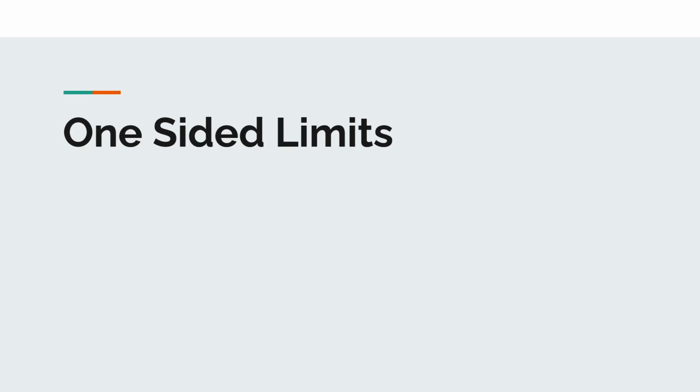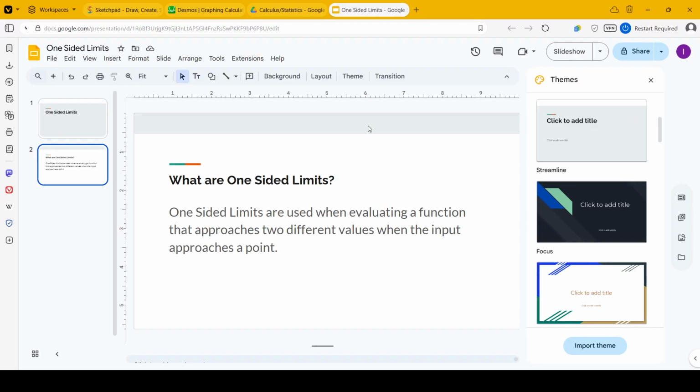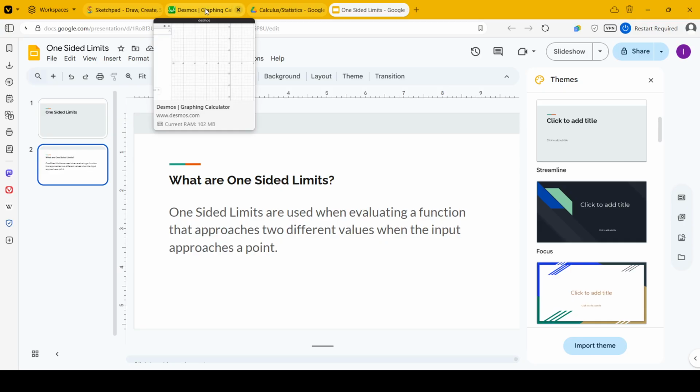This one, and it's really simple. So, what are one-sided limits? One-sided limits are used when evaluating a function that approaches two different values when the input approaches a specific point. So, you might say, then why don't we use two-sided limits, or why don't we just use the limit term in general?